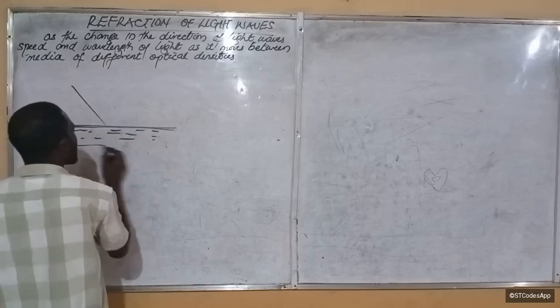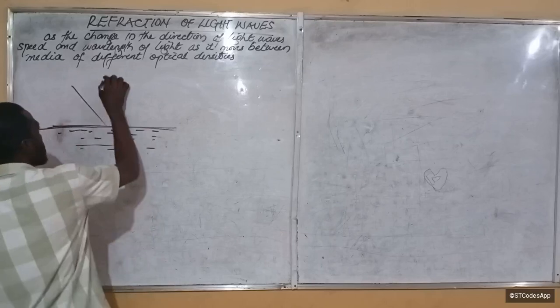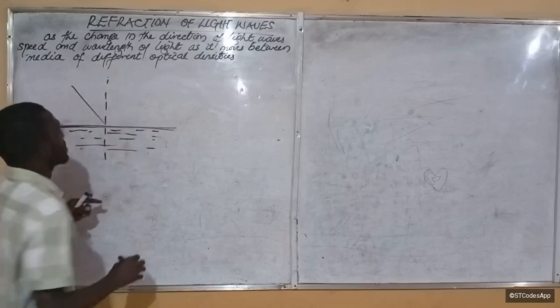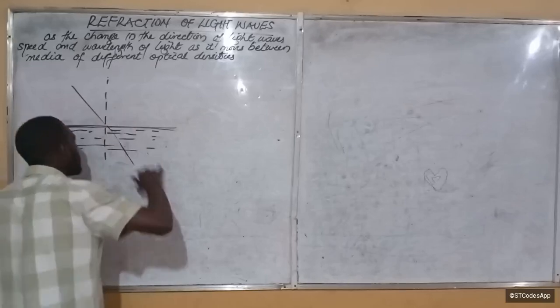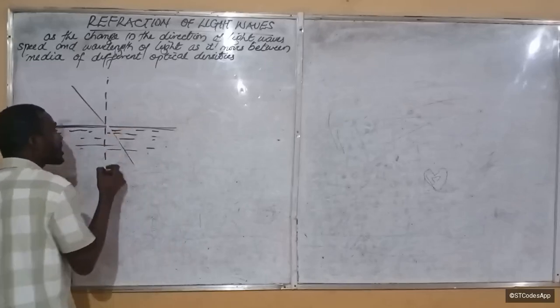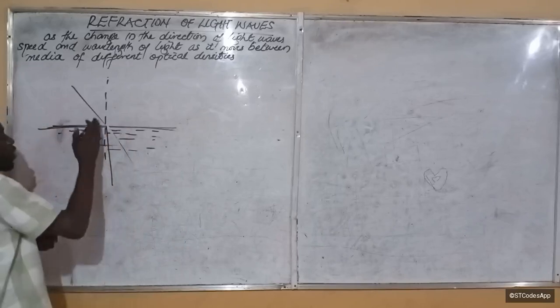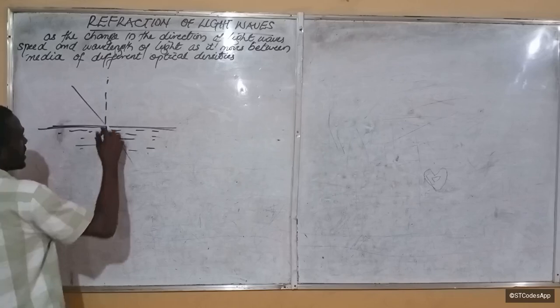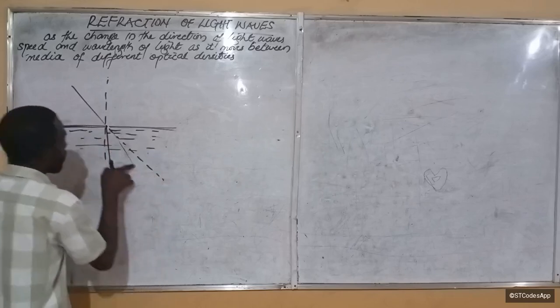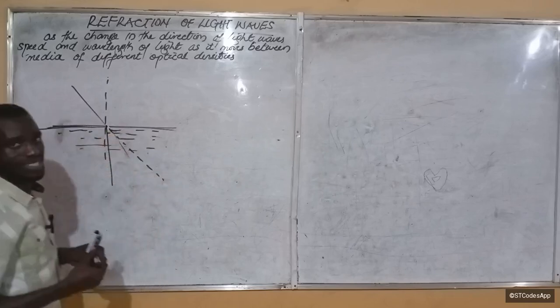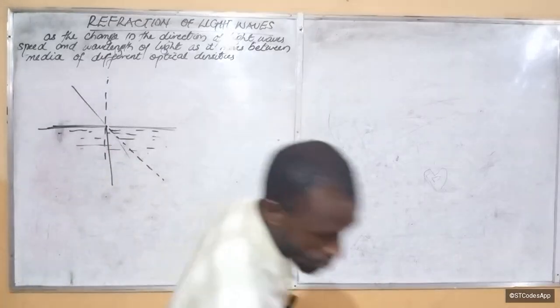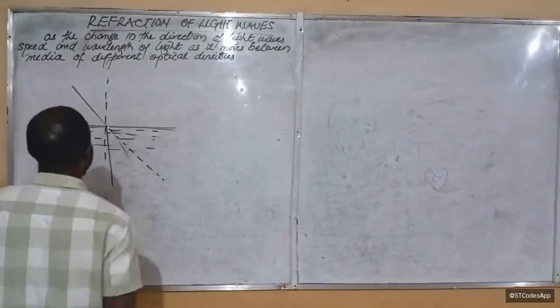The moment it crosses this interface, if this is the normal to that interface, then it will not go straight down. In this case, it will bend towards the normal. It will become smaller. You see, it was going like this in this part before. It has bent. Good. Now, listen.